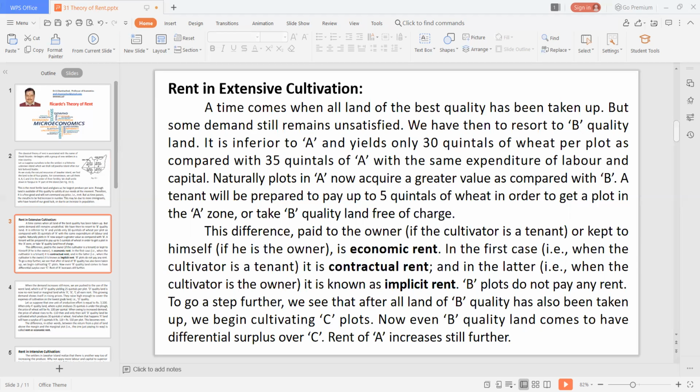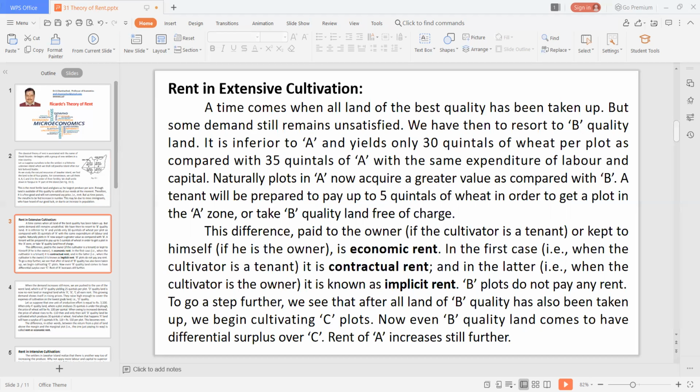It is inferior to A and yields only 30 quintals. As far as A is concerned, it is 35 quintals of produce, so high fertility. But because of the excess demand and overpopulation, now we are forced to take the B grade land. There the yield is only 30 quintals. The same expenditure of labor and capital will be there, but the produce will be 5 quintals less. A will produce 35 quintals and B can produce only 30 quintals. Naturally, the plot of A now acquires a greater value compared to B.